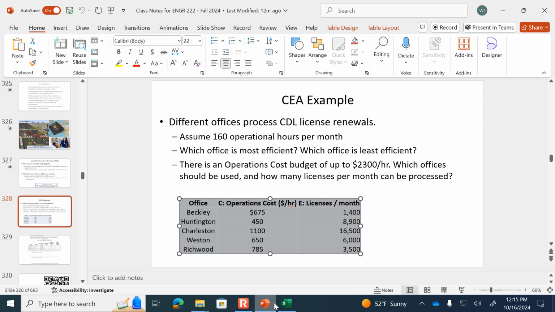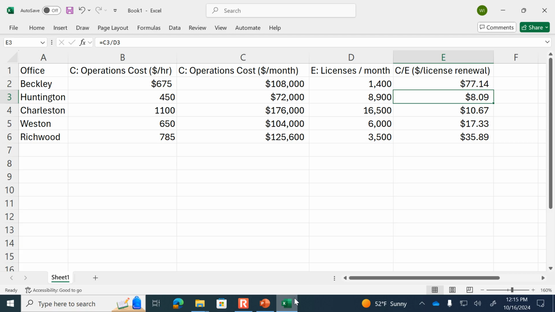So this is asking which office is most efficient and which is least efficient. So the most efficient office is the Huntington office. The least efficient is the Beckley office. And, you know, it might not be their fault. We're not saying that the people in the Beckley office are doing anything wrong necessarily. It might just be that there's not very much demand down there. Or it could be that they have excessively high operations cost. But the combination of the two is such that their efficiency is poor.